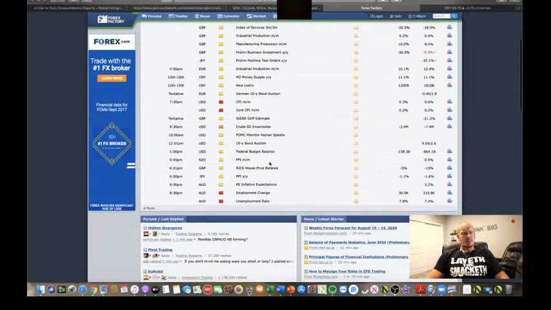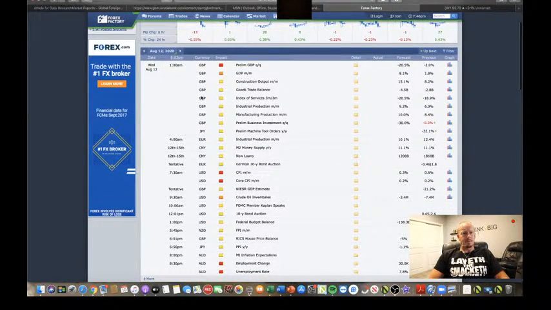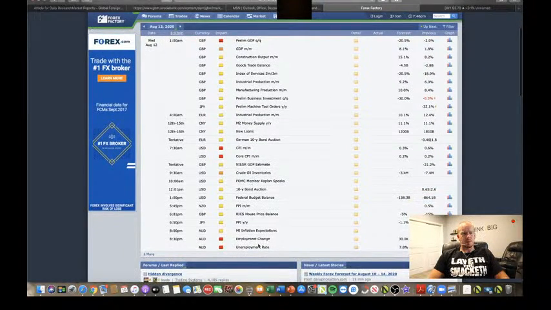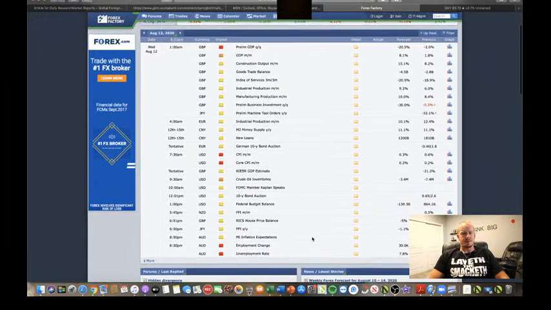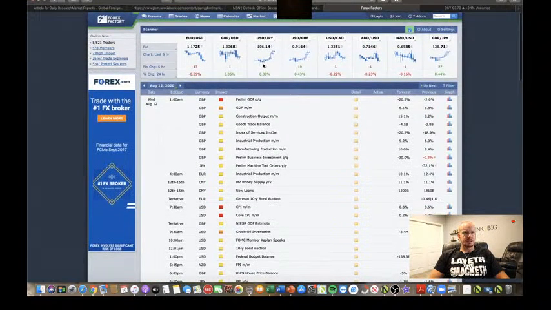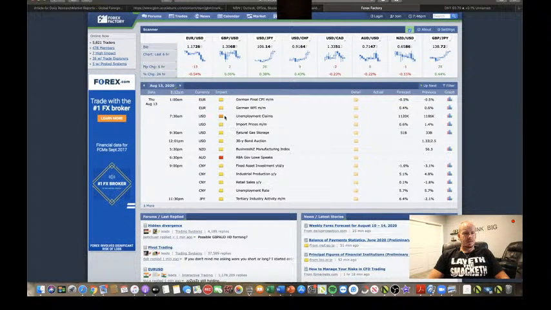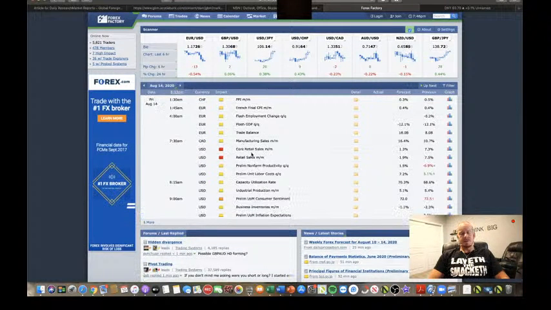Not a whole lot going on Wednesday. The red events are major events. You got unemployment change for Australian dollar and unemployment rate. You might have a slight movement there. Nothing going on 13th Thursday, and nothing going on Friday.